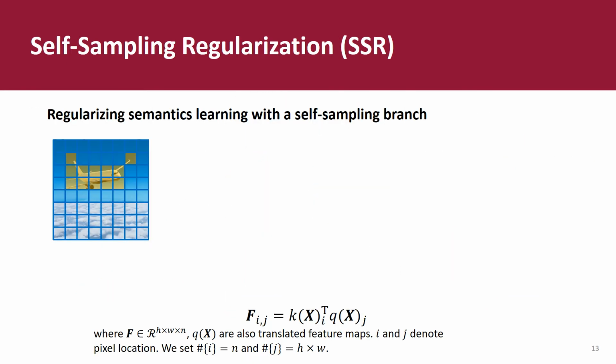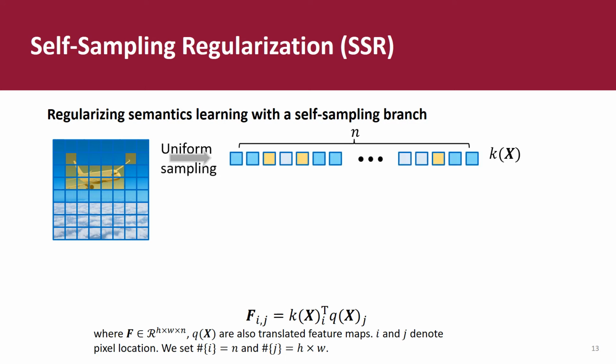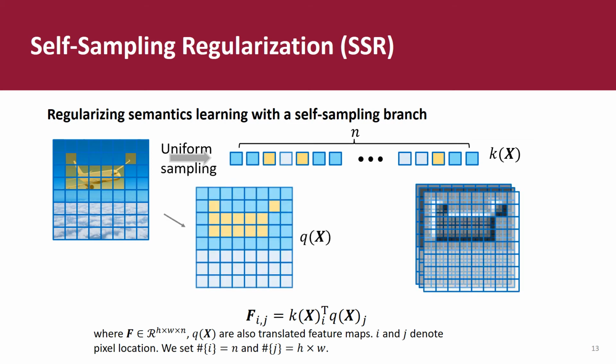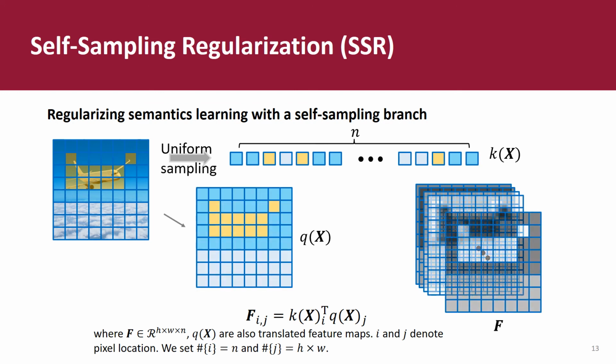Our self-sampling branch randomly selects n feature points from the input translated feature maps, acting as alternatives for the semantic entities. They are activated when some entities become irrelevant with the input feature maps. This branch utilizes the correlation in the same feature maps to approximate the semantic layout.